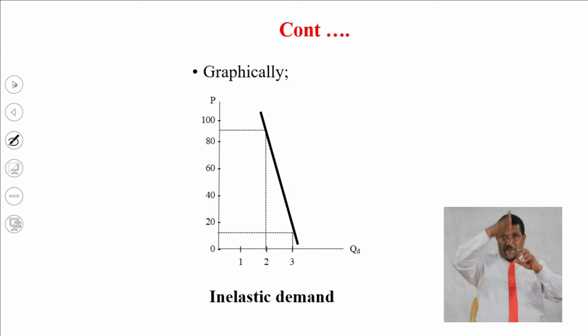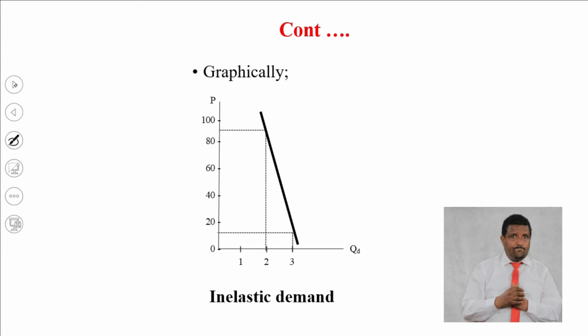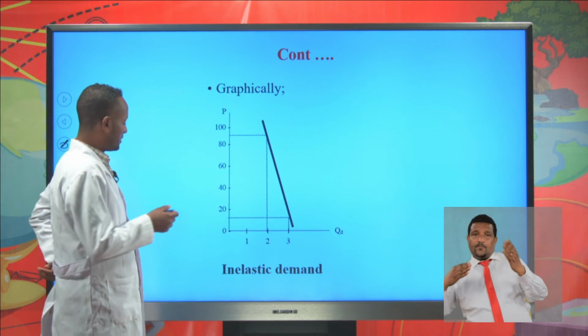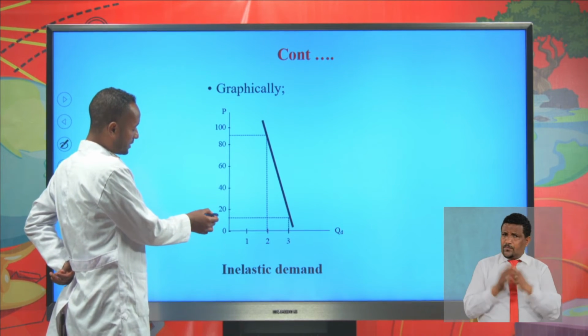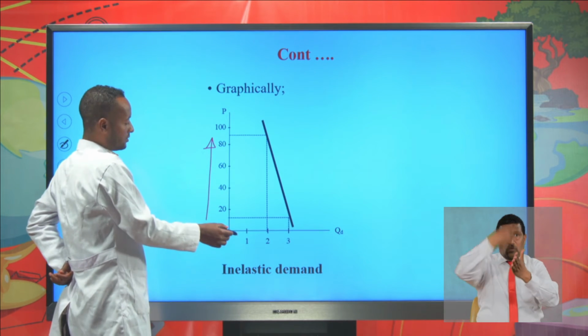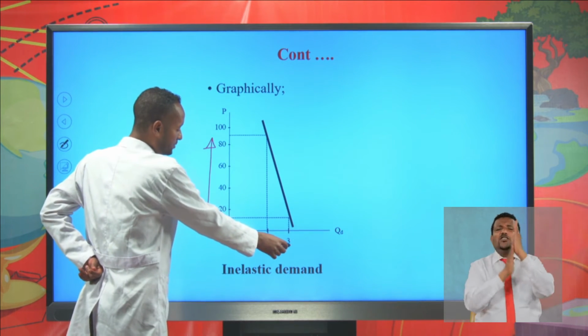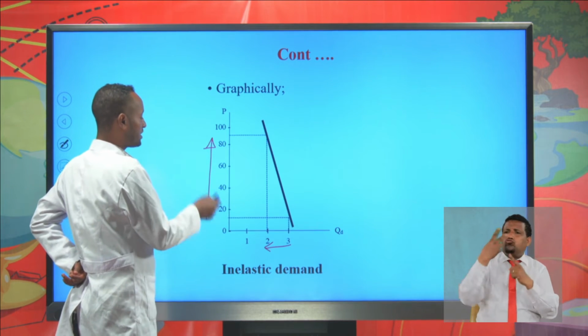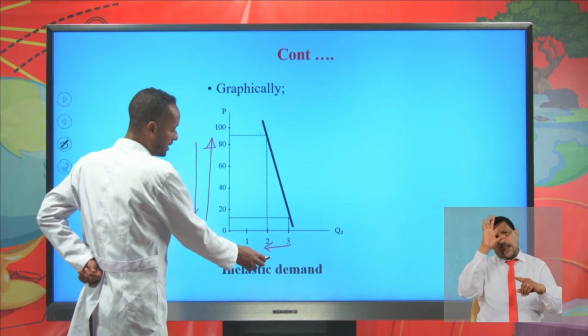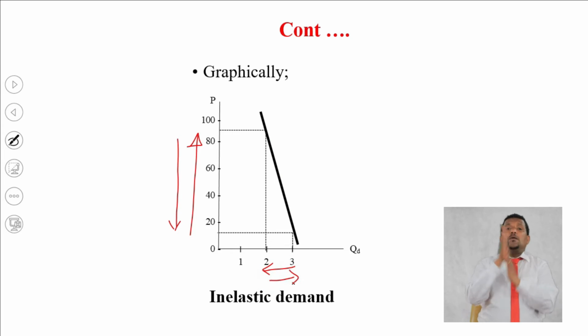Graphically, the demand curve for the inelastic range is a steeper demand curve. From this example, the price increased from 10 to 90. As a result, the quantity demanded declined only from 3 kg to 2 kg. Conversely, as price declines from 9 to 10, the quantity demanded will increase only from 2 kg to 3. This shows that the buyer is inelastic.